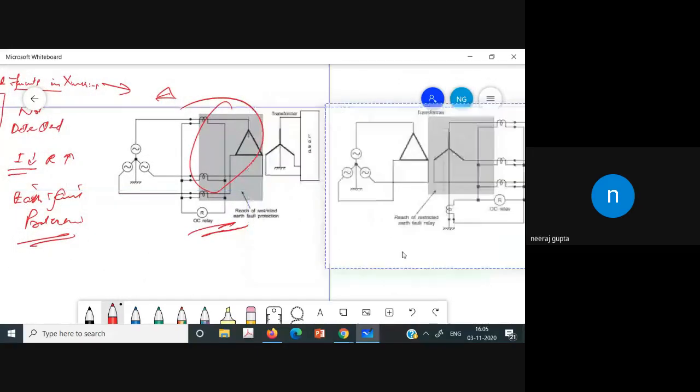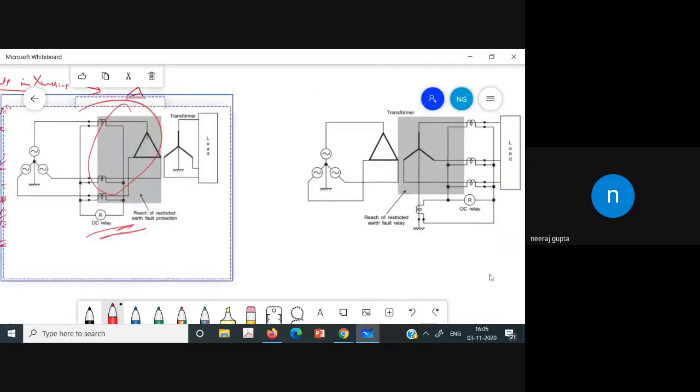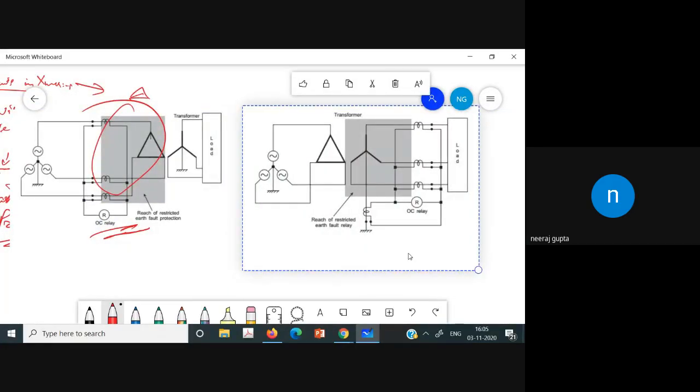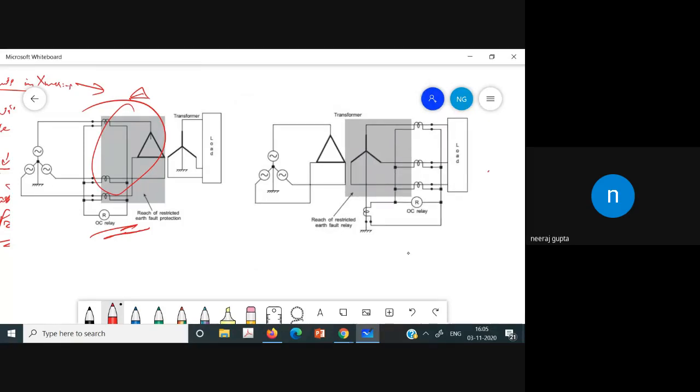On the star side, actually, as we have discussed, it is also known as the restricted earth fault protection, whose reach is actually limited to the star side of the transformer.